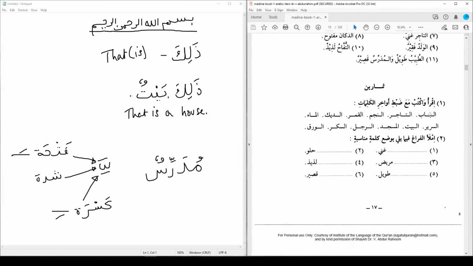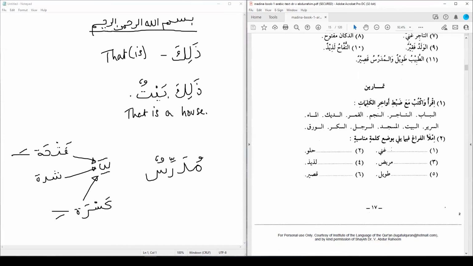The following sentences, you have to read and write these, the following words, you have to read and write these words, and you have to put the haraka, particularly on the end of the word. So based upon what we've learned, do you put one haraka, one dhamma, or two dhammas? Then exercise number 2, put an appropriate word to complete the sentence. So the first, fill in the first word to make a complete sentence.